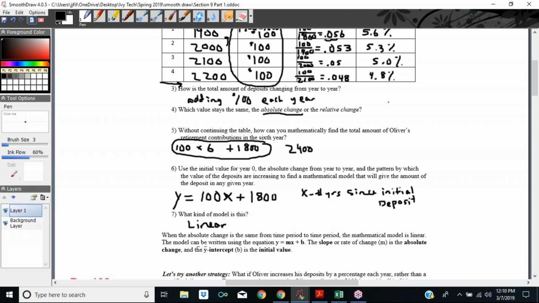So what you need to note is this piece right here. When the absolute change remains the same from period to period, we have a linear model. And the absolute change is the slope. Slope is the absolute change. And the y-intercept is the starting amount. Okay, so that's exactly what we did. There's the slope, the absolute change, and here's the starting amount.